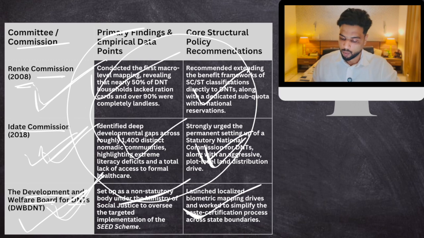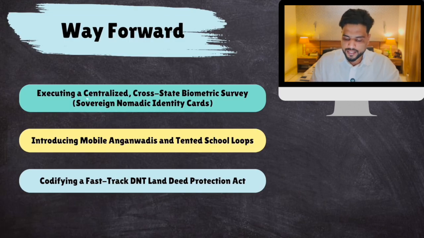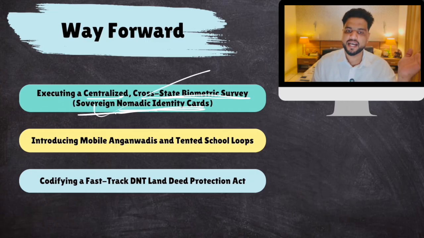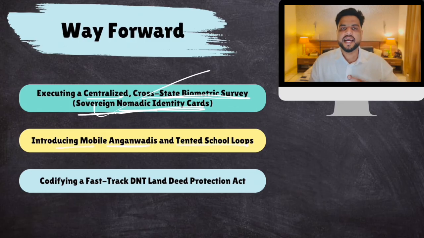Okay, now what is the way forward? Executing a centralized cross-state biometric survey, issuing them different nomadic ID cards, which doesn't require proof of residence. Okay, instead of Aadhaar, issue them different ID cards, introducing mobile Anganwadis and school loops. Okay, tent schools and tent hospitals that will move along with these communities.